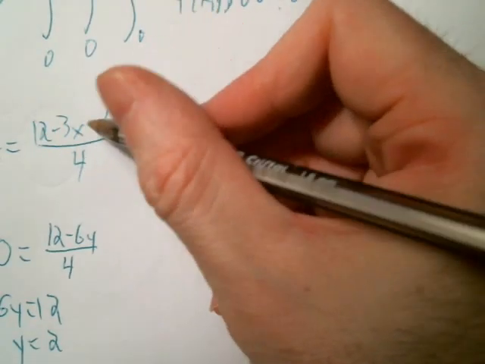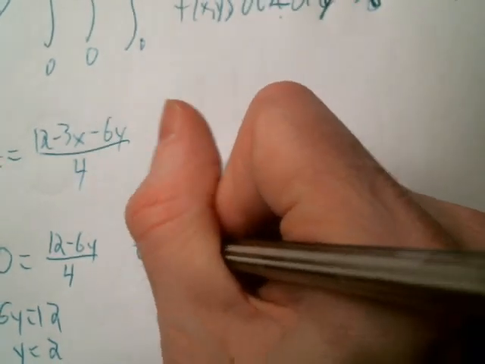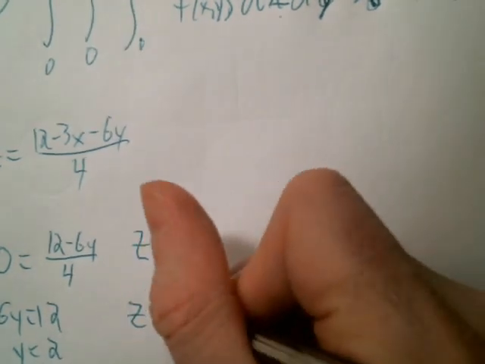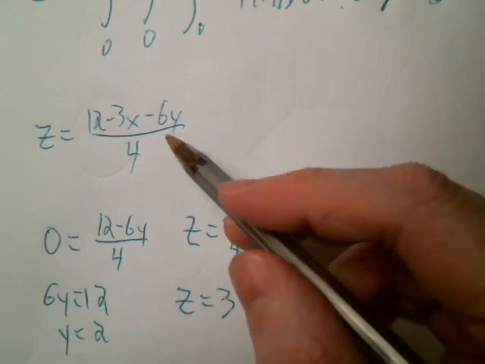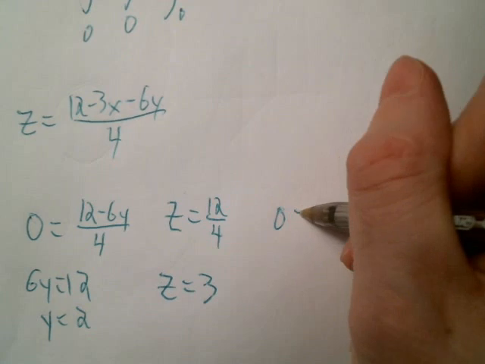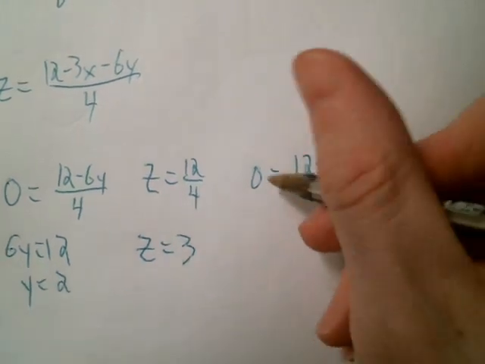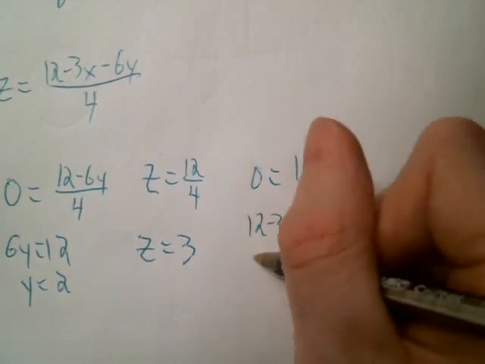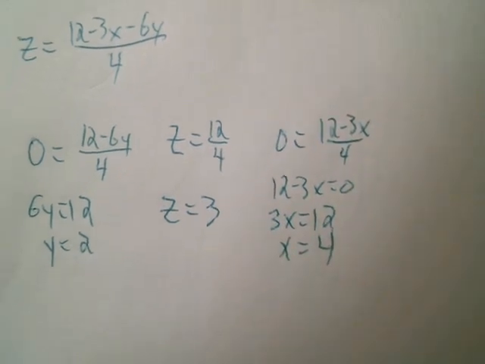When x and y are 0, you get z equals 12 over 4. In other words, z equals 3. And then when, what do we need now? The y and the z are 0, you get 0 equals 12 minus 3x over 4. In other words, 12 minus 3x is 0, so 3x is 12, so x is 4.